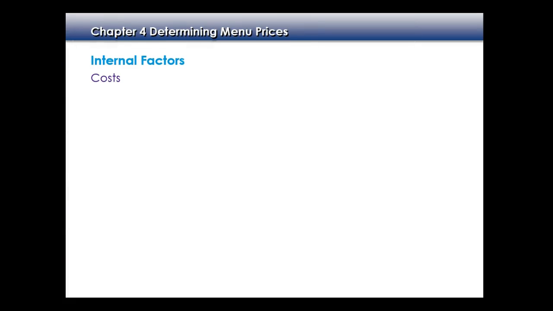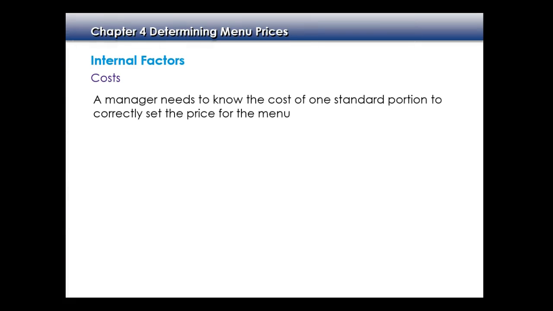So your internal factors, your costs. The manager needs to know the cost of one standard portion to correctly set the menu. This includes the food, labor, and operating expense. Now, we focus mostly on just the food. Later on, through the rest of the semester, we're going to be going over the labor and operating expenses.